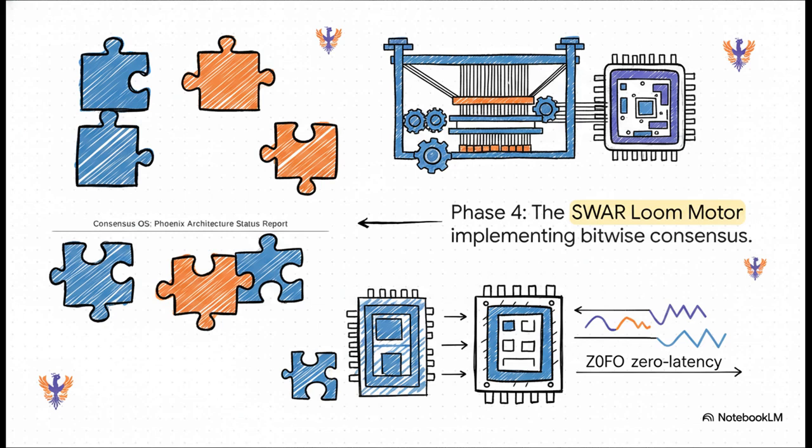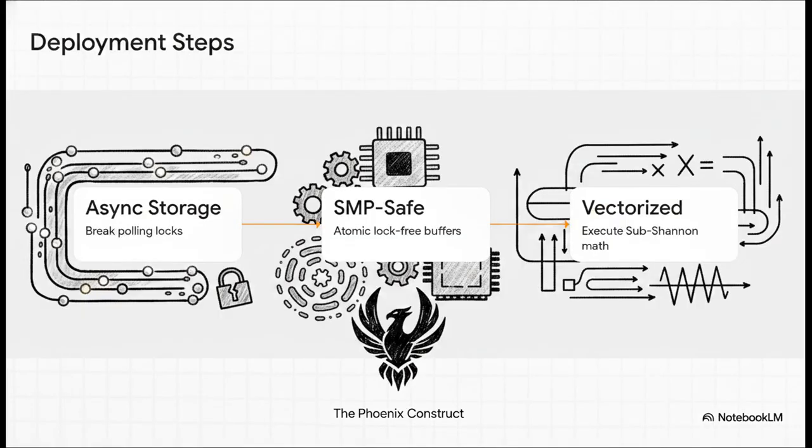Another huge piece of the puzzle is the SWAR loom motor. This utilizes purely nonlinear mixing to achieve a deterministic zero-latency phase fold right on the bare silicon. Or, in simpler terms, it achieves instant consensus at the bit level without relying on all those heavy, slow software abstractions.